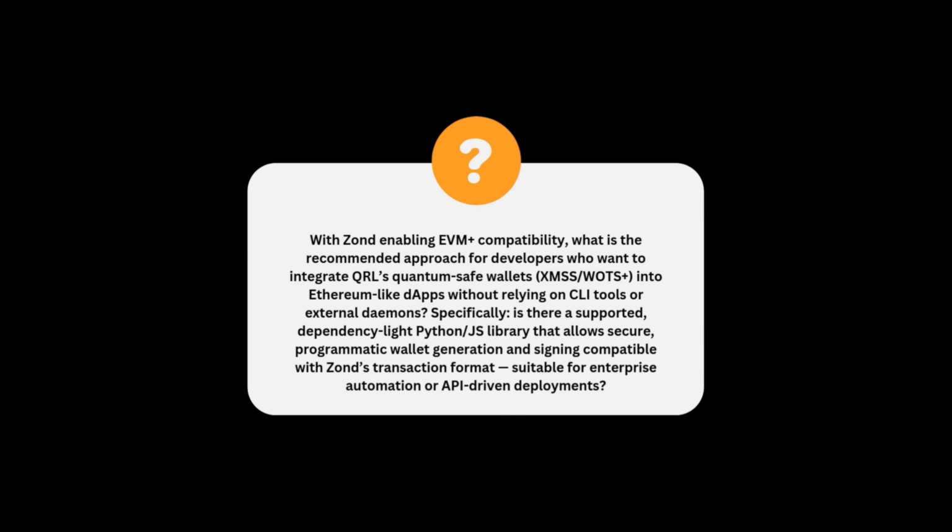What is the recommended approach for developers who want to integrate QRL's quantum safe wallet into Ethereum-like distributed apps without relying on command line tools or external daemons? Specifically, is there a supported dependency-light Python or JavaScript library that allows secure programmatic wallet generation and signing compatible with Zond's transaction format? Something that would be suitable for enterprise automation or API-driven deployments.